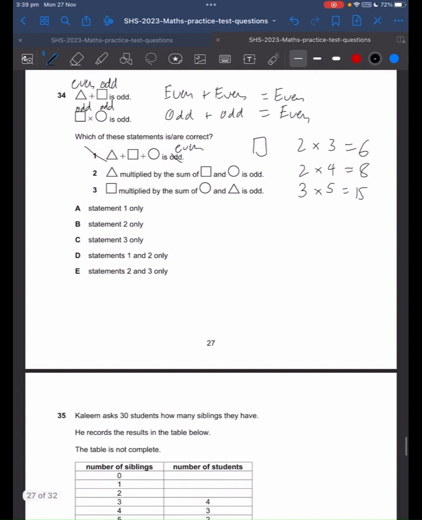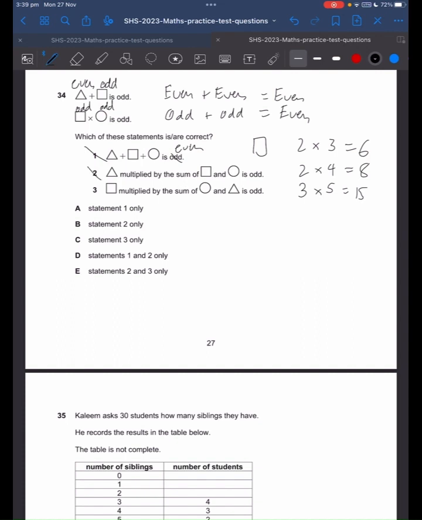What about statement 2? Triangle multiplied by the sum of square and circle is odd. Now, square and circle are both odd. So odd plus odd gives us even. Triangle is even. So an even number times an even number also always gives us an even number. So 2 is also wrong.